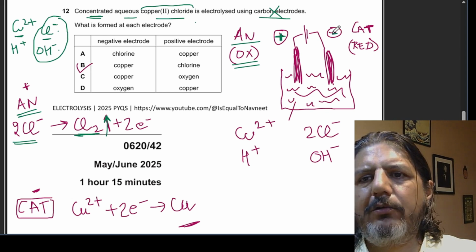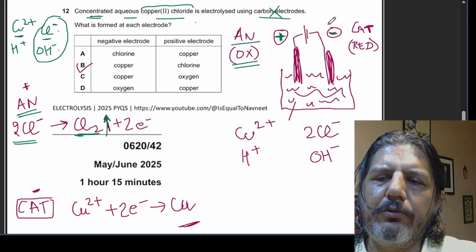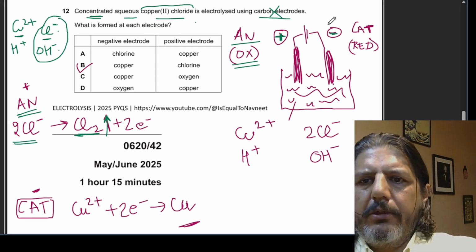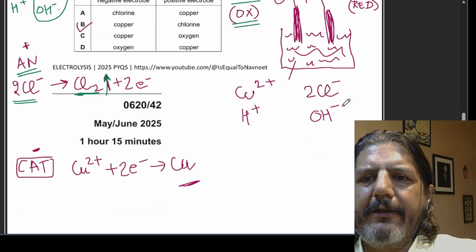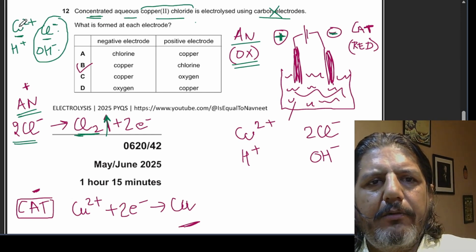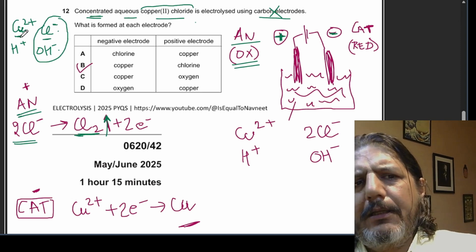On the negative electrode side, that is at the cathode side, we will have reduction taking place. We will have two ions rushing towards this side. We have Cu2+ and we have H+.